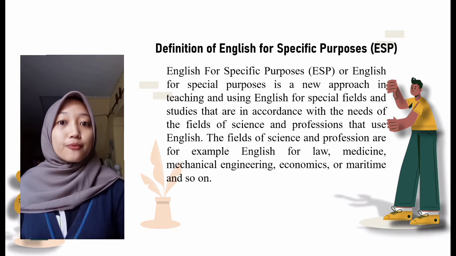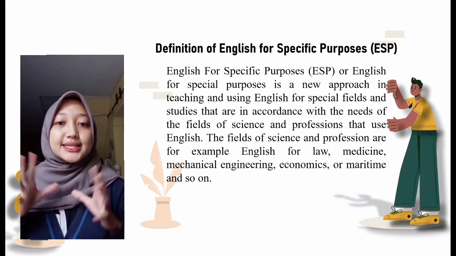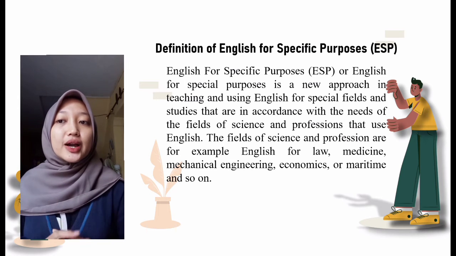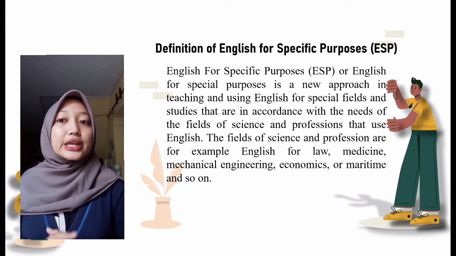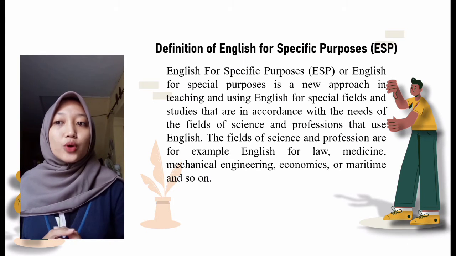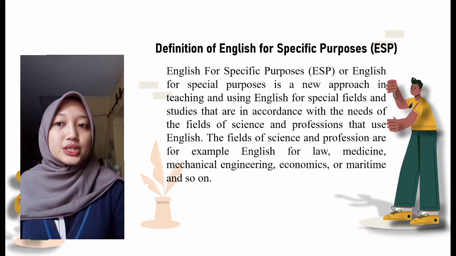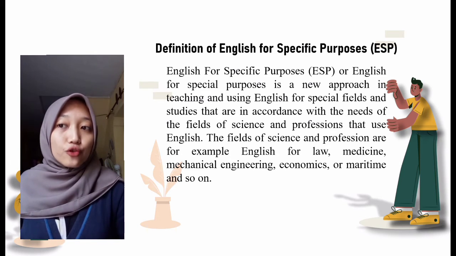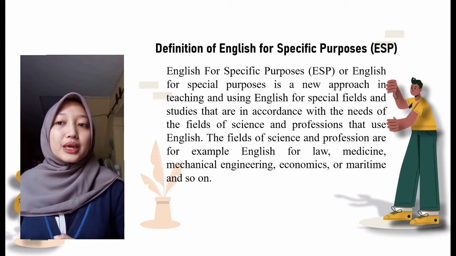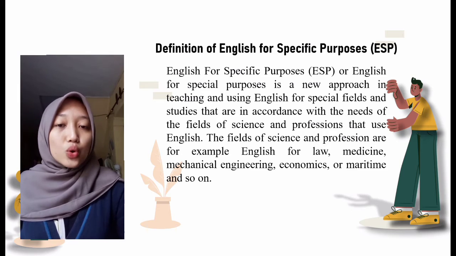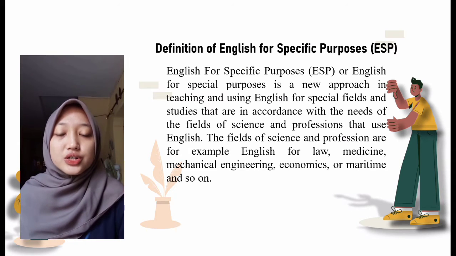English for specific purposes, or ESP, or English for special purposes, is a new approach in teaching and using English for special fields and studies that are in accordance with the needs of the fields and science and professions that use English. The fields of science and profession are, for example, English for law, medicine, mechanical engineering, economics, or maritime, and so on.